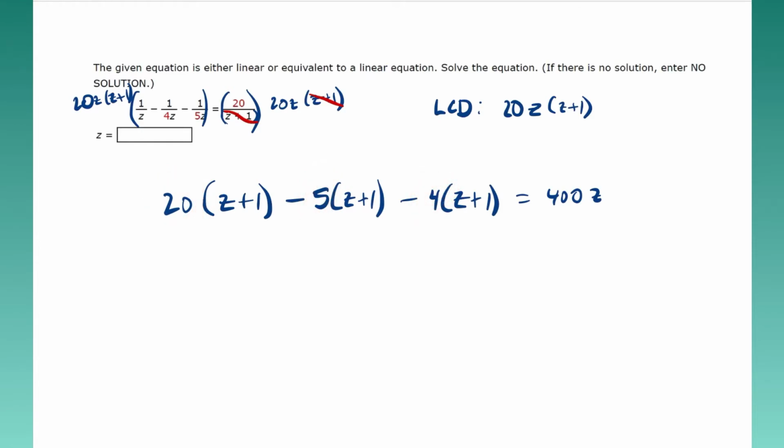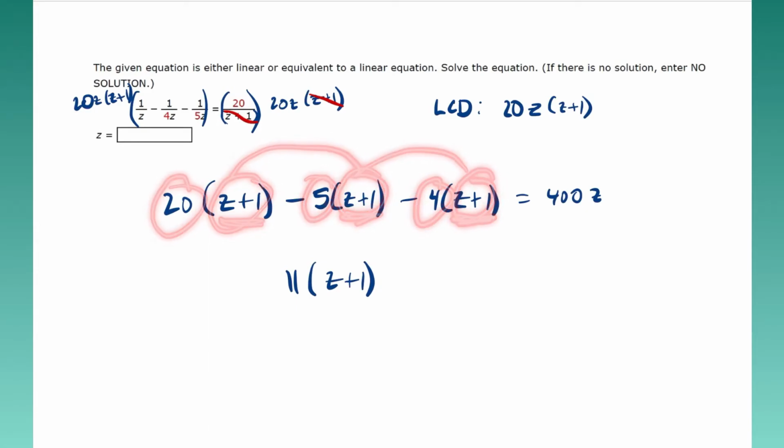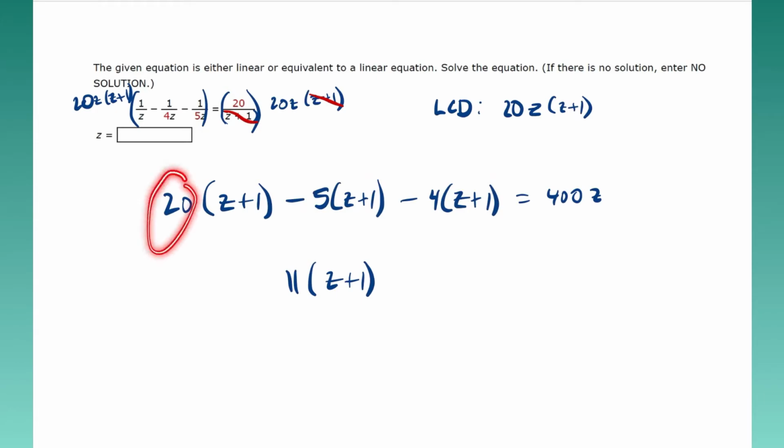That's because these are like terms. They all have the same variable, and so you can just combine them by adding or subtracting the coefficients. In this case, 20 take away 5 take away 4 is 11, and you keep the z plus 1. So, a slight shortcut there. Now we distribute and solve.